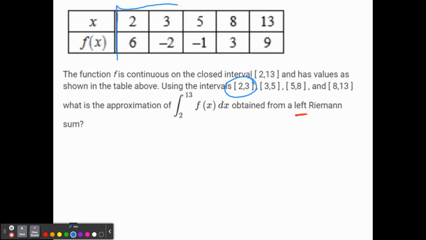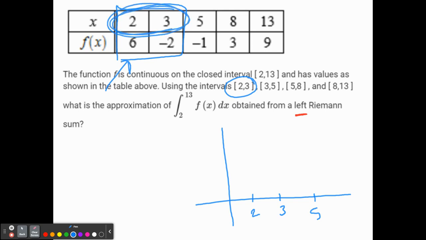So I'm looking at my table on the interval from 2 to 3. Again, we don't have a graph, but it can be helpful to visualize a graph or literally draw a graph if you're confused. We're starting this interval at 2, and we're ending it at 3. There's another interval 3 to 5, another interval 5 to 8, and so on. But focusing on this first interval, I can see that I'm going to have a base that is the distance between my x values. So the distance between 2 and 3 is just 1.